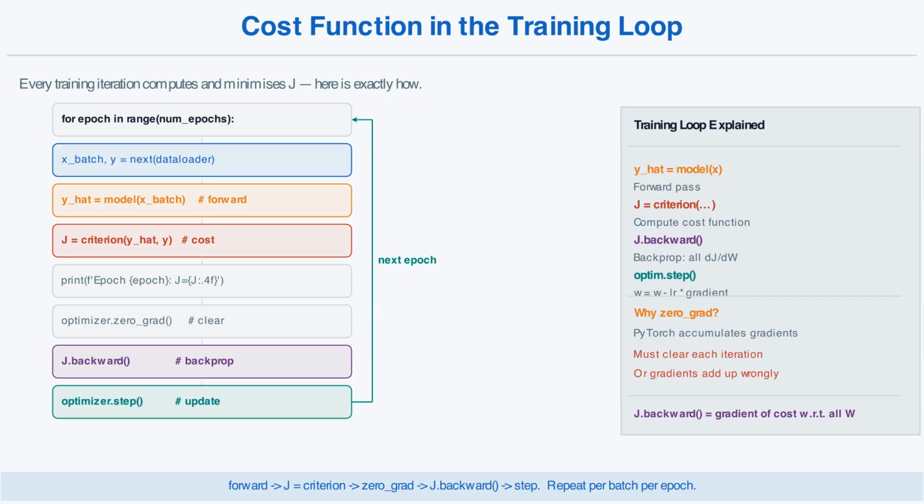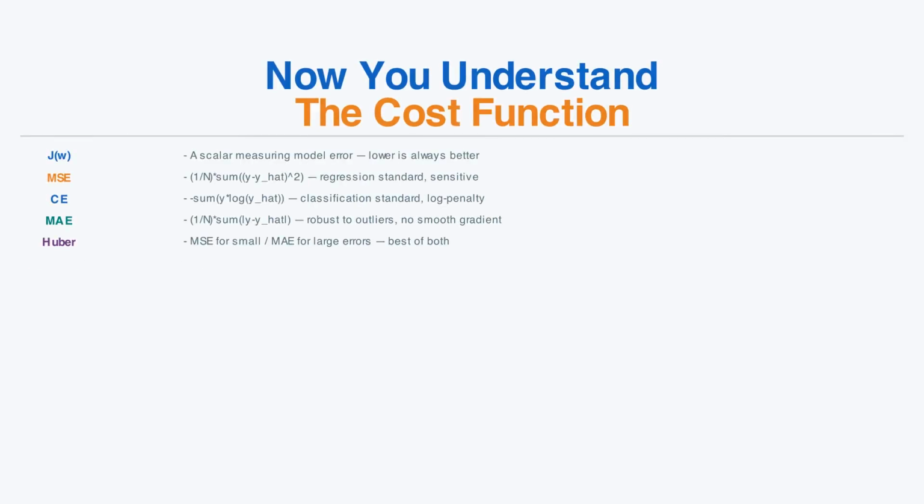These 8 lines train any neural network of any size. The architecture might have hundreds of layers. The dataset might have millions of samples. But the loop is always this. Let us review everything we covered in this video.